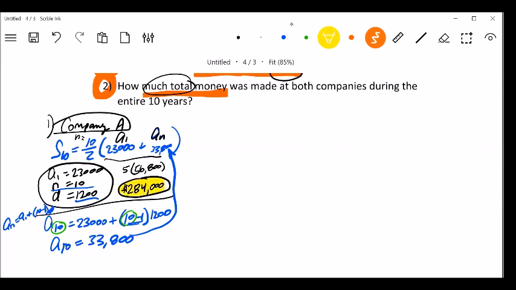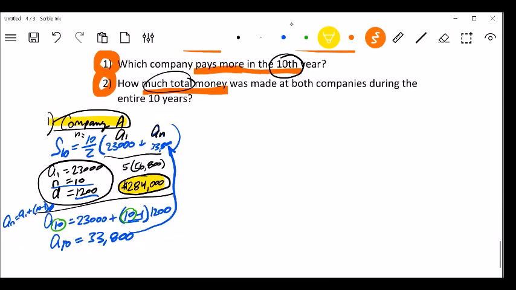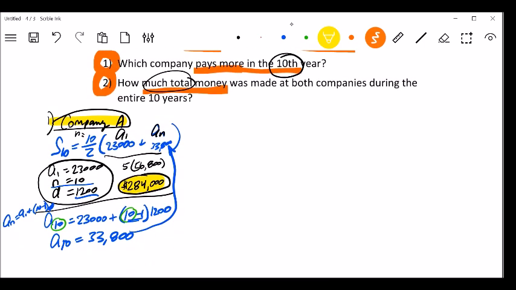So that's the first amount for company A. Well, actually, we have two things. That's the sum. And here is, whoa, don't go away. And this is the amount after 10 years. So it's the amount after 10 years here. That was one of the things we had to find. And the other one is the total money in 10 years.